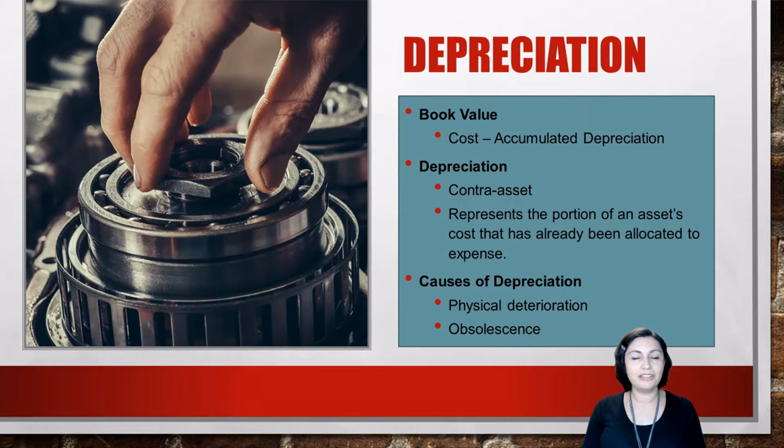Assets are depreciated as we use them to help earn revenue. As assets are used, they incur physical deterioration and obsolescence. Depreciation is an expense account. It is increased by debit and decreased by credit. Now let's look at the common methods of calculating depreciation expense.